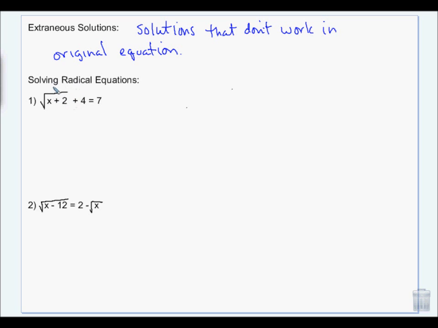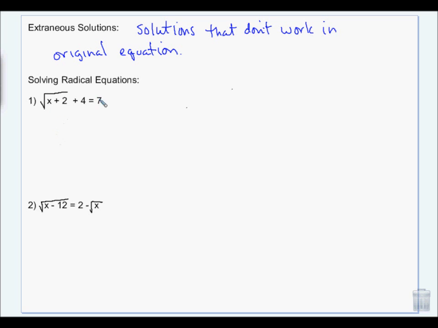Sometimes you can figure out the extraneous solutions by just looking at where your radical is. So this is a square root, so that means I can't have a negative in here. So I can't have anything less than -2, right? Because -2 would give me a 0. If I had a -3, I'd get -1, and I'm not allowed to have negatives because we're just in the real number system. So if one of my solutions was, say, -4, I could just look at that and go, oh, that won't work.